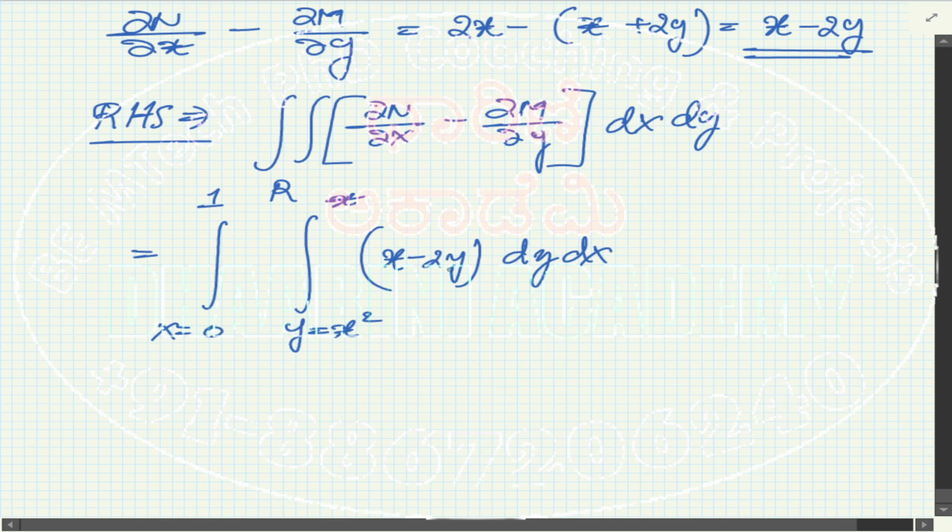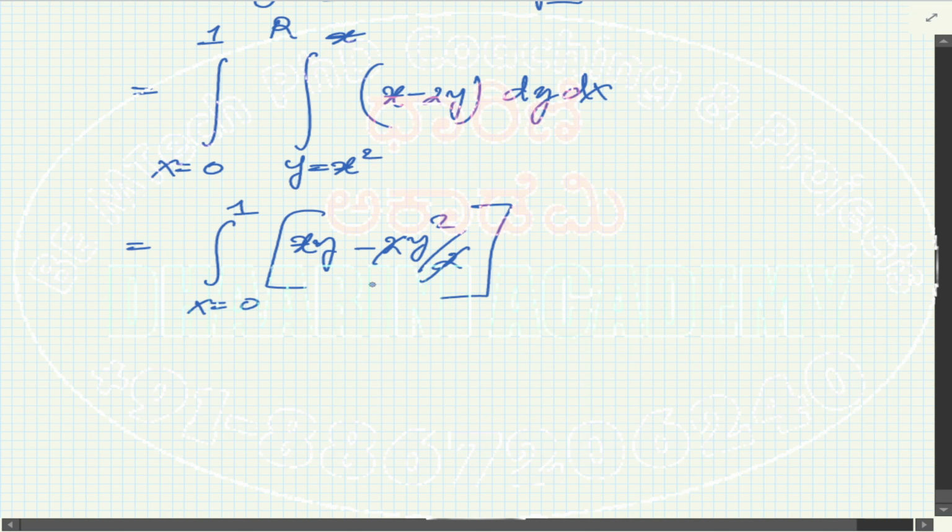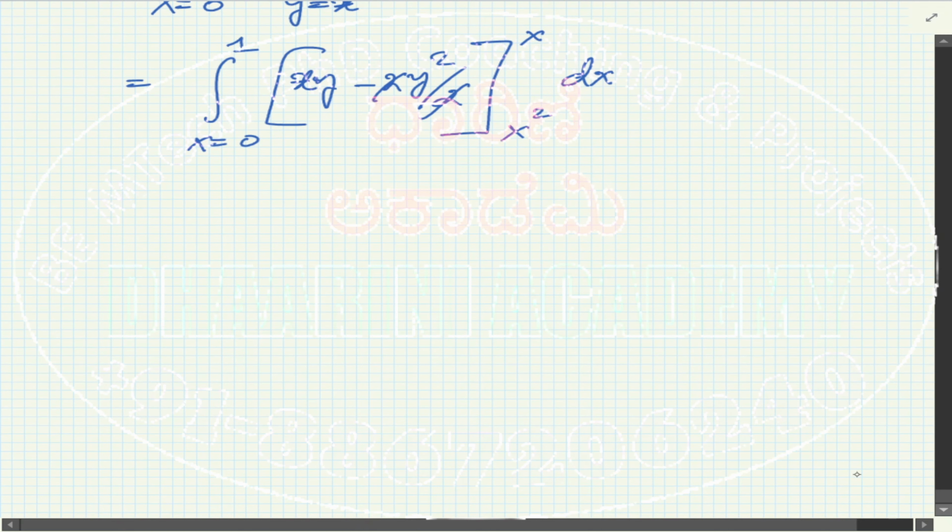So dy comes first because the inner integration is all about y and the outer integration is about x. So this is the integral from x equal to 0 to 1. Let us integrate the inner term. So it becomes xy minus 2 times y square by 2, which should be substituted from x square till x, and then it needs to be integrated with respect to x.